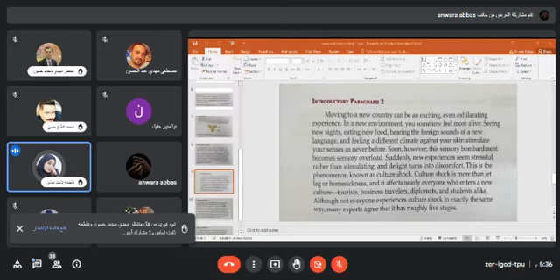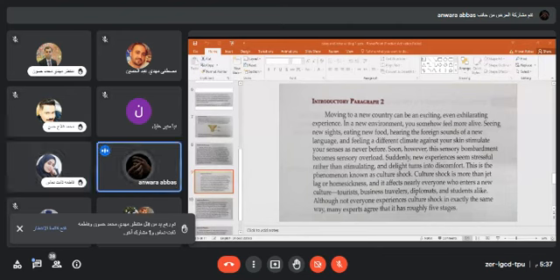And it affects nearly everyone who enters a new culture: business travelers, tourists, travelers, deployments, and studies. Not everyone experiences culture shock in exactly the same way. Many experts agree that it has regularly five stages. Well done, Fatima. Thank you so much.